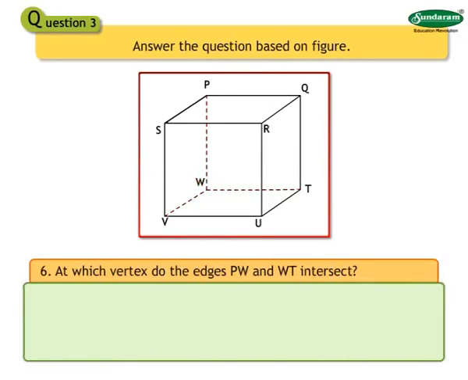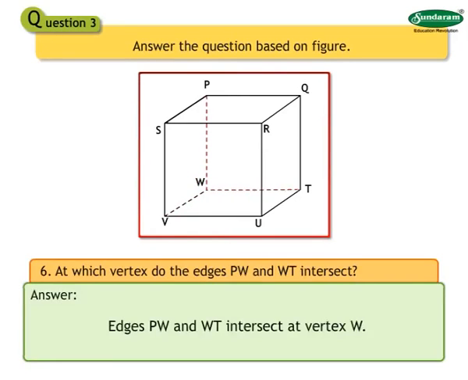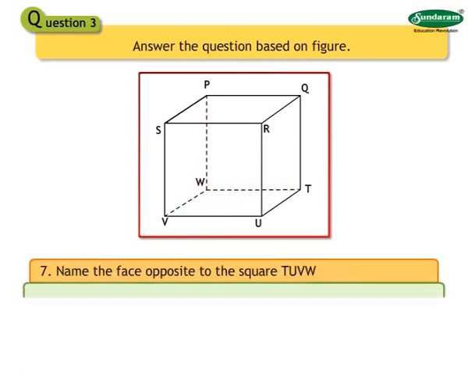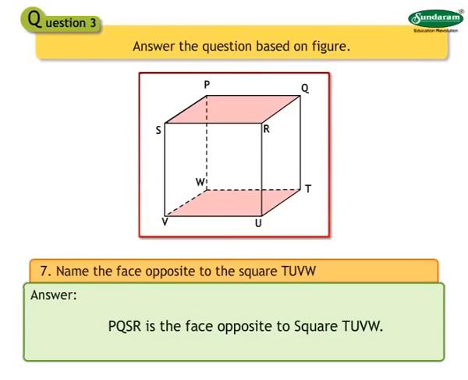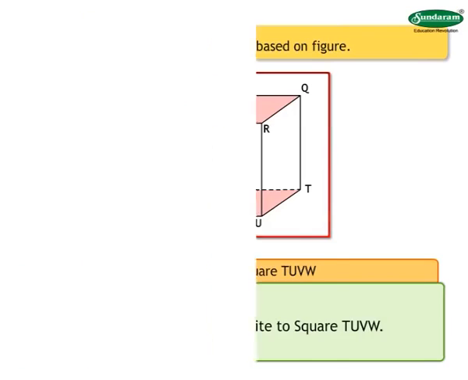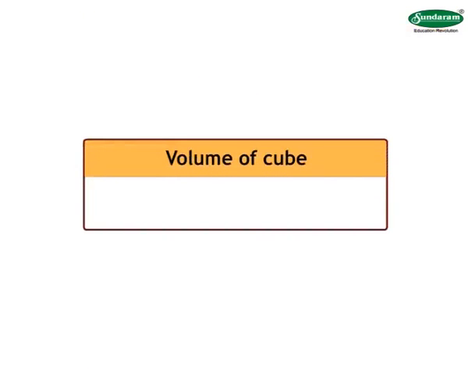6. At which vertex do the edges PW and WT intersect? Answer. Edges PW and WT intersect at vertex W. 7. Name the face opposite to the square TUVW. Answer. PQRS is the face opposite to square TUVW. Let us look at the volume of cube.